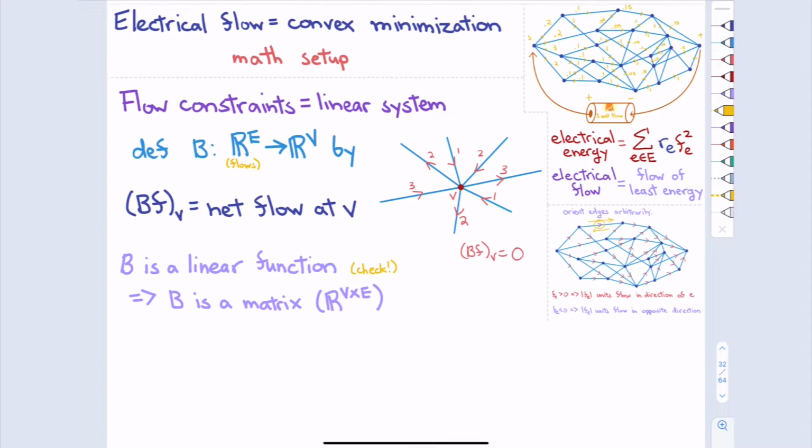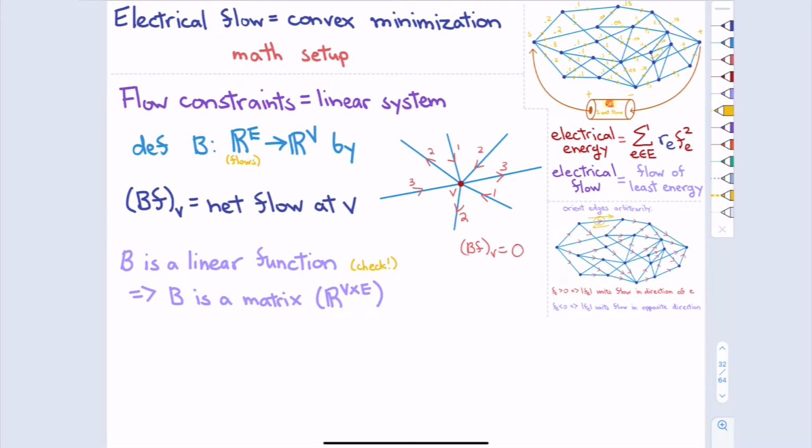Now, flow constraints aren't super complicated, right? What goes in has to be equal to what goes out. And all I'm pointing out here is that that's a linear function. So define this function b that takes as input a flow vector, f, and outputs one coordinate for every vertex.